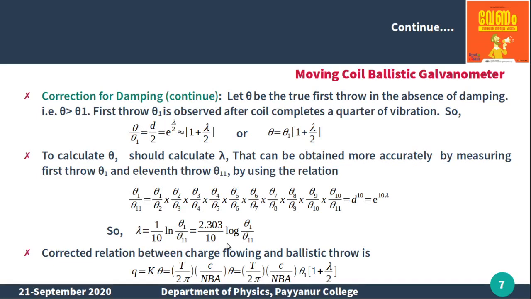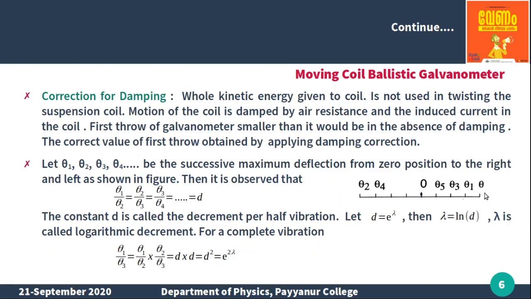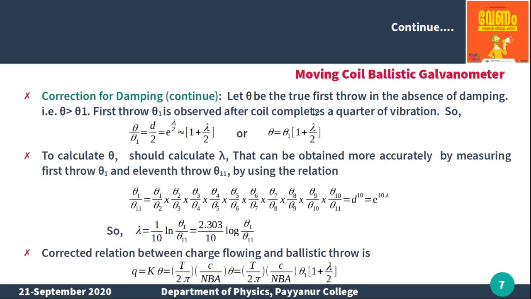Let theta be the true first throw in the absence of damping. We are assuming that this theta is the true first throw in the absence of damping, because by thinking like that only we derive that equation. And we know that theta is greater than theta 1, because when damping comes, it goes to only theta 1. That means the first throw which actually should go to theta is only going to theta 1. That means in the quarter vibration, you are getting a decrement.